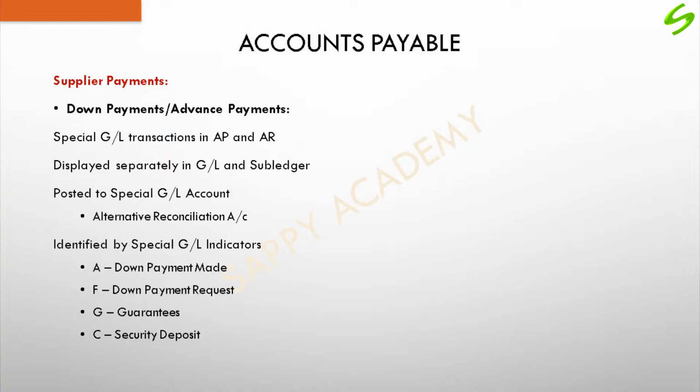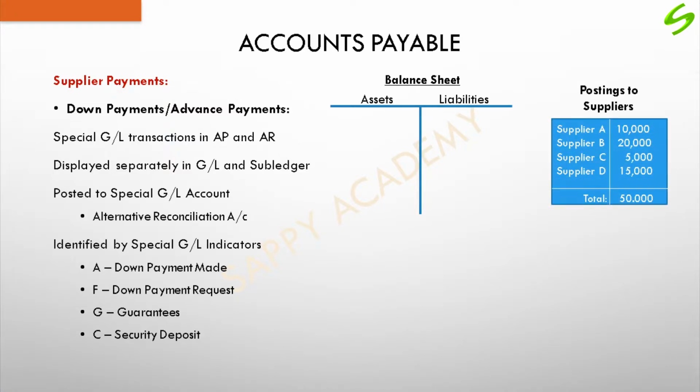The special general ledger transactions are posted in the subledger as well as in the reconciliation account simultaneously, similar to a normal reconciliation account. Let us look at an example to understand it better. Let's look at our balance sheet and how these accounts are updated. For example, we have postings to suppliers. Supplier A, we have 10,000. Supplier B has open items of 20,000 USD. Supplier C 5,000. Supplier D 15,000.